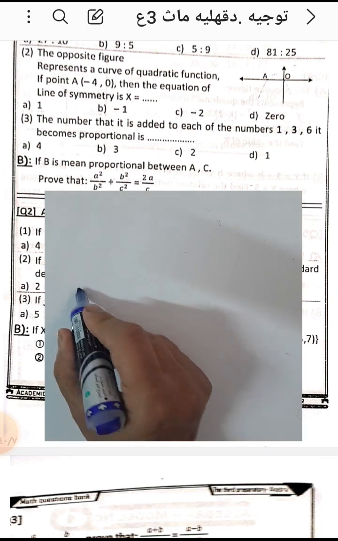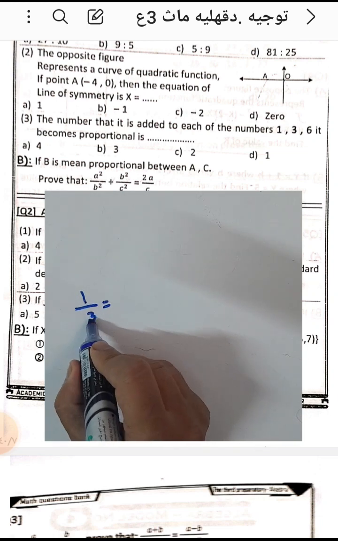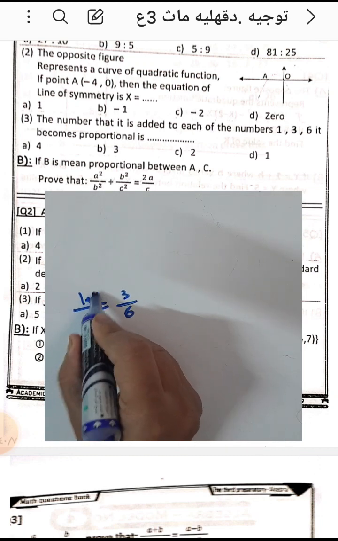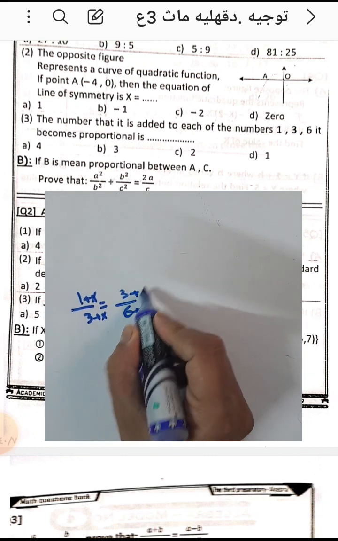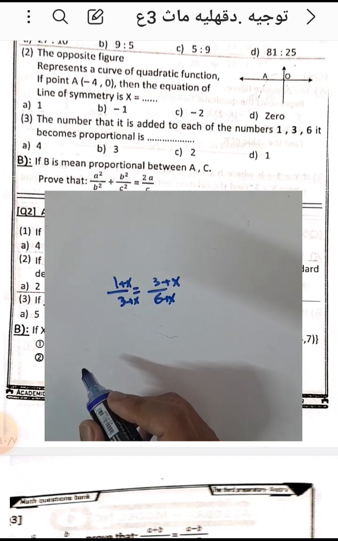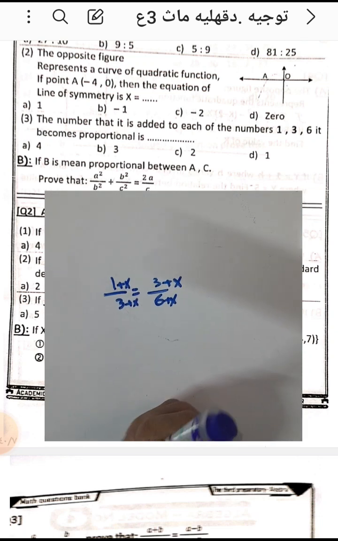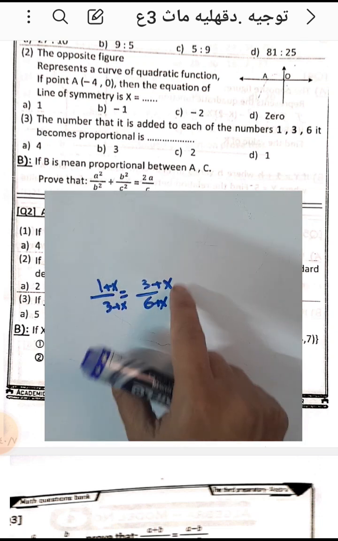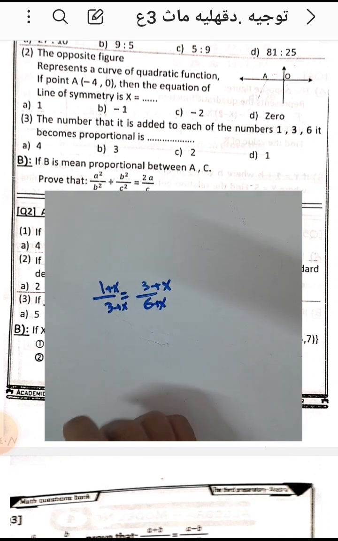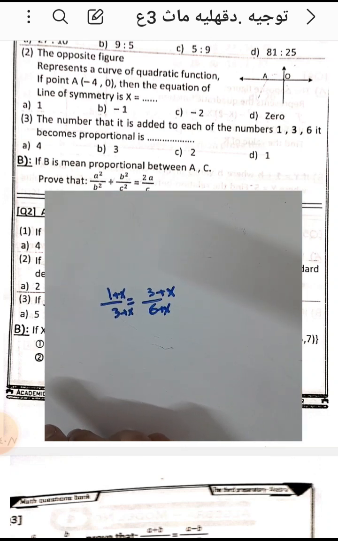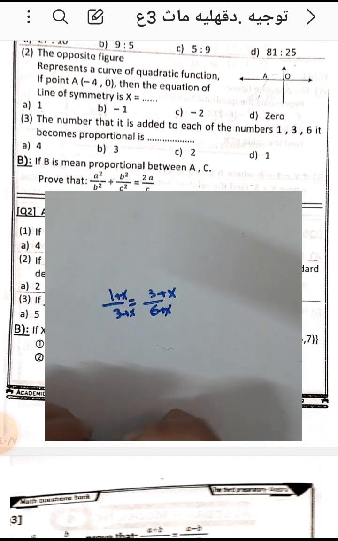Question number 3. The number that added to each of the numbers 1, 3, 6 makes them proportional is what? Proportionality means what? We have 1 over 3 equals 3 over 6. If we add x to all the numbers, the numbers become proportional. 3 plus x is the middle between two terms, 1 plus x and 6 plus x.